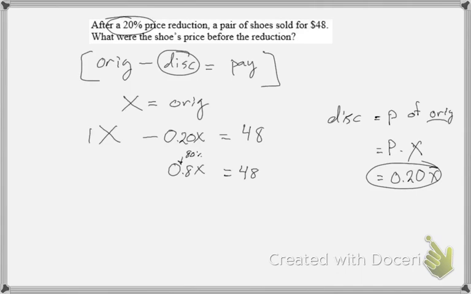From here, I would need to divide both sides by 0.8. And I'll get x is equal to 60. So the original price was equal to $60.